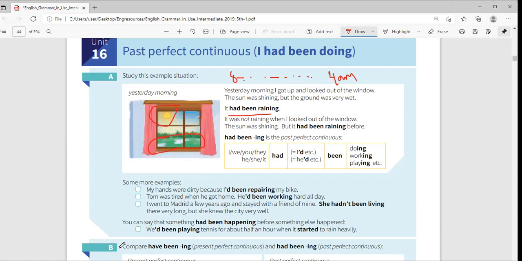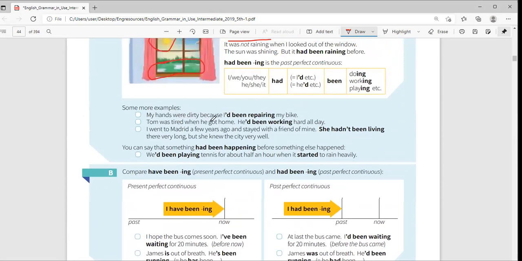Yes. Before you moved to a new place, you moved in the past. But I know that you had been living there for some time. Before you moved to where you are now, I know you had been living in a place for some time, isn't it? Yep. So more examples.